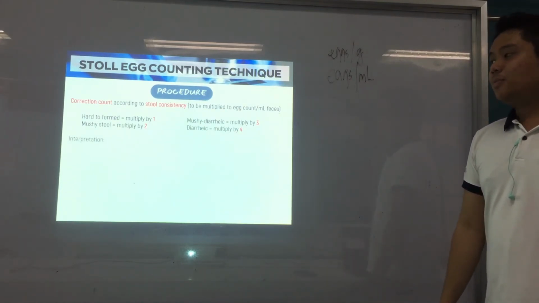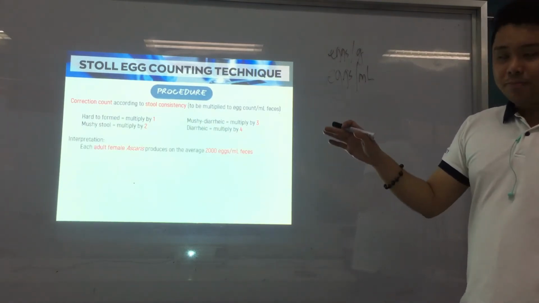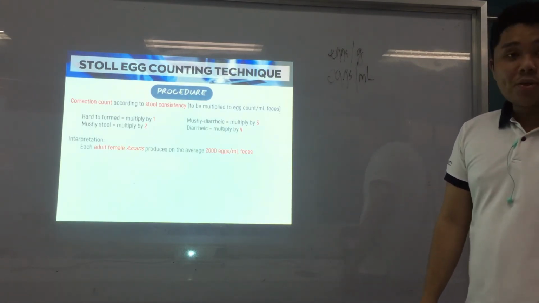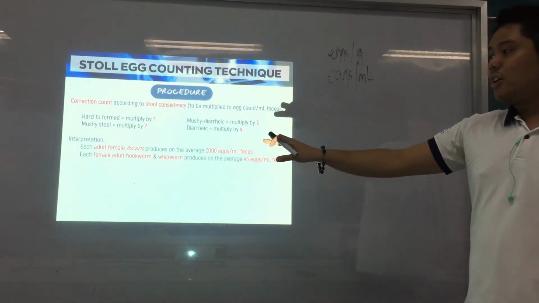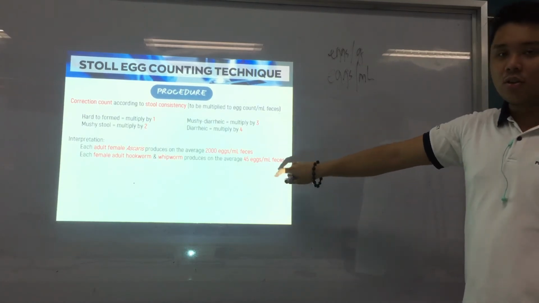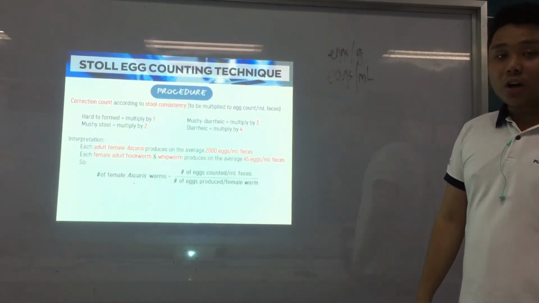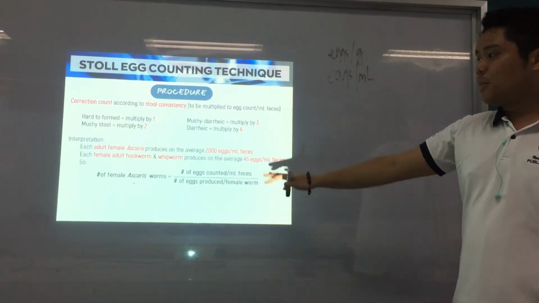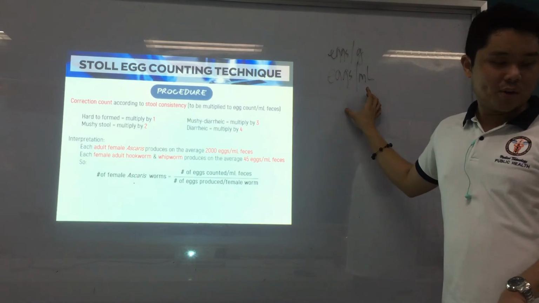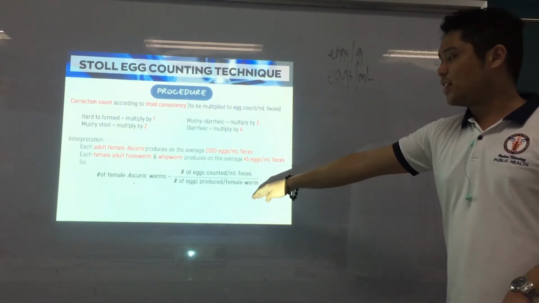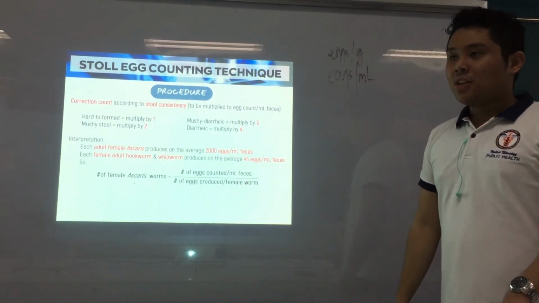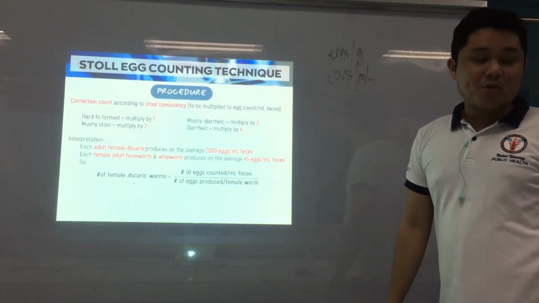All right. For interpretation, each adult female Ascaris produces an average of 2,000 eggs per ml of feces, and for Trichuris and hookworm, 45 eggs per ml of feces. Using these interpretations, we can then calculate the worm burden. For example, the number of female Ascaris worms is the number of eggs counted per ml of feces, the one that we solve using Stoll egg, over the number of eggs produced per female worm, in this case 2,000 eggs. So we can then calculate the number of worms.